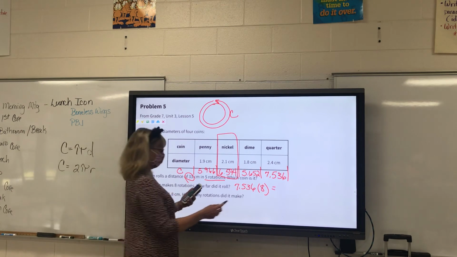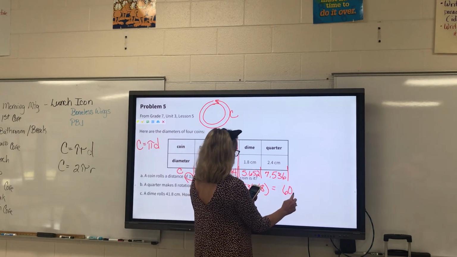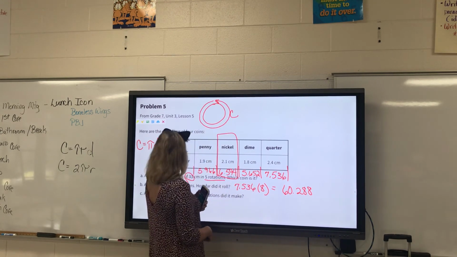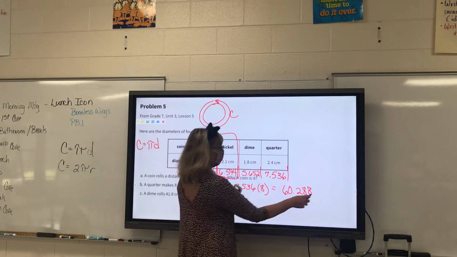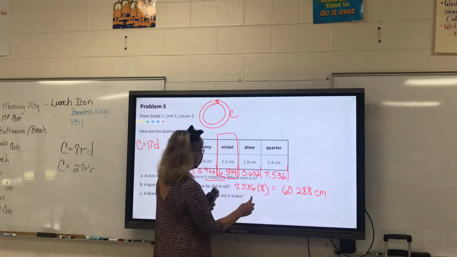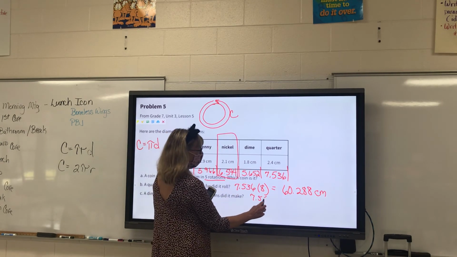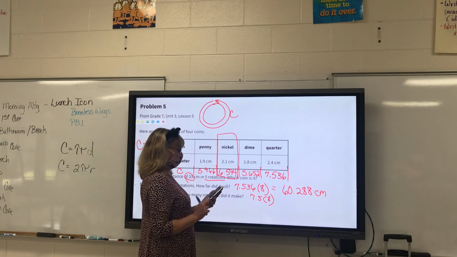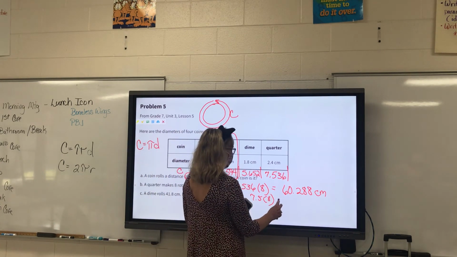Six. And we are in centimeters. Now, if you had rounded that to 7.5 and then did it times 8, you still get 60. How about that?